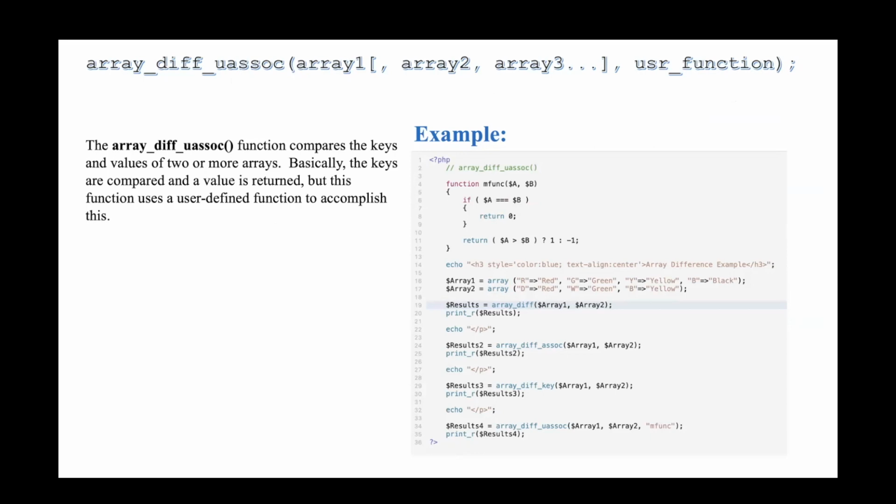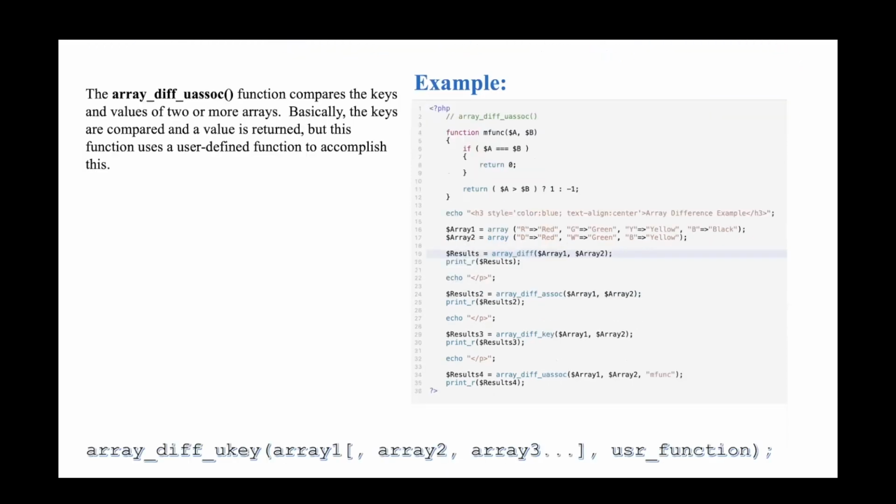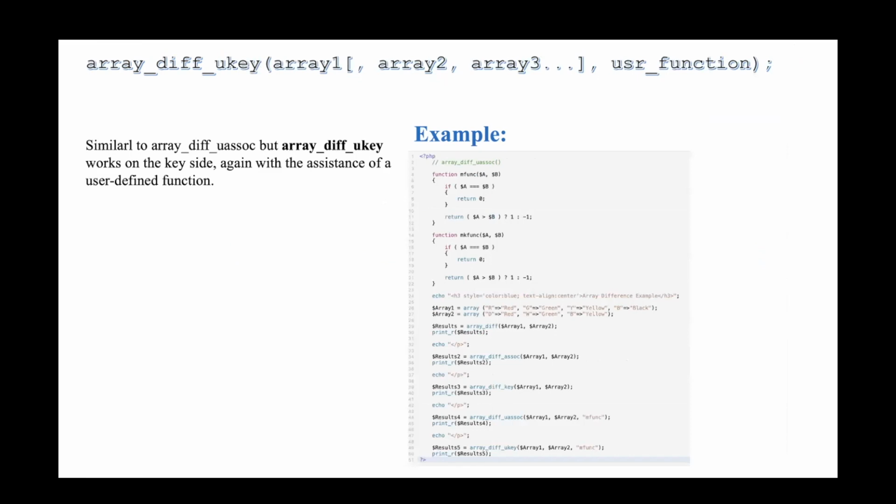And basically you can make a function, in this case comparing them, but it could be anything. And it'll expect that function. So it's a function that expects the name of another function. It's a strange way, but it works pretty handy. And here we have the diff ukey on the key side, basically the same as the other one, but on the key side, again, with my own user-defined function.